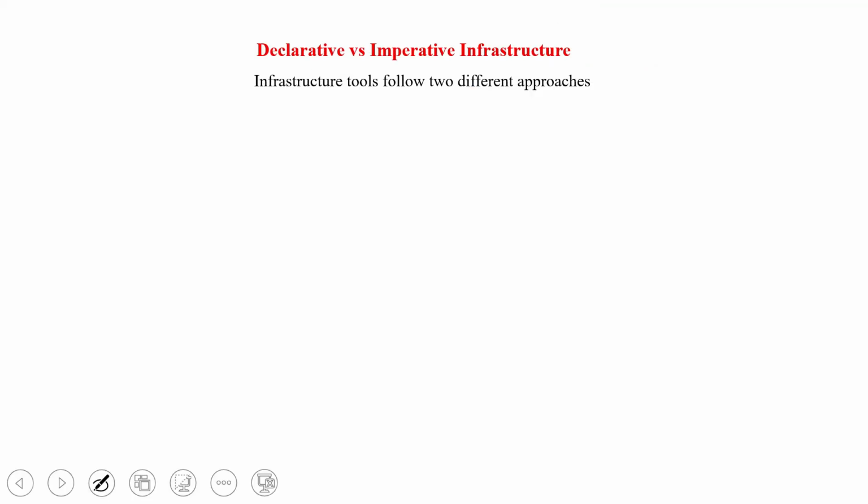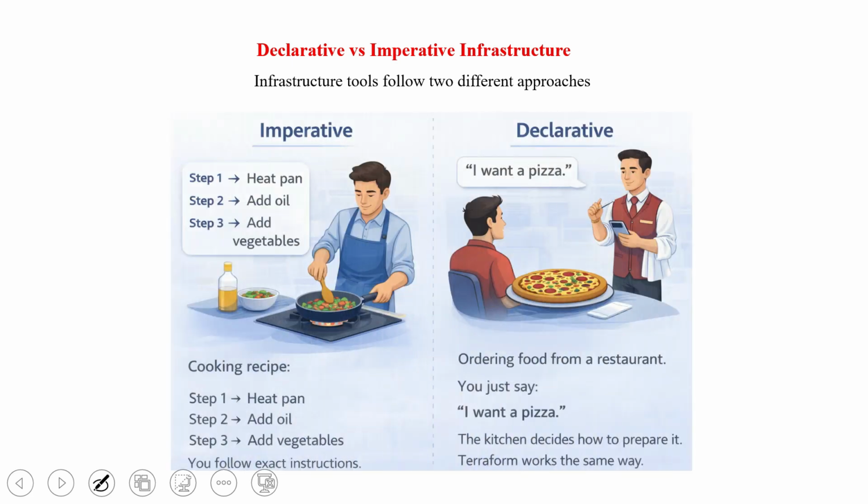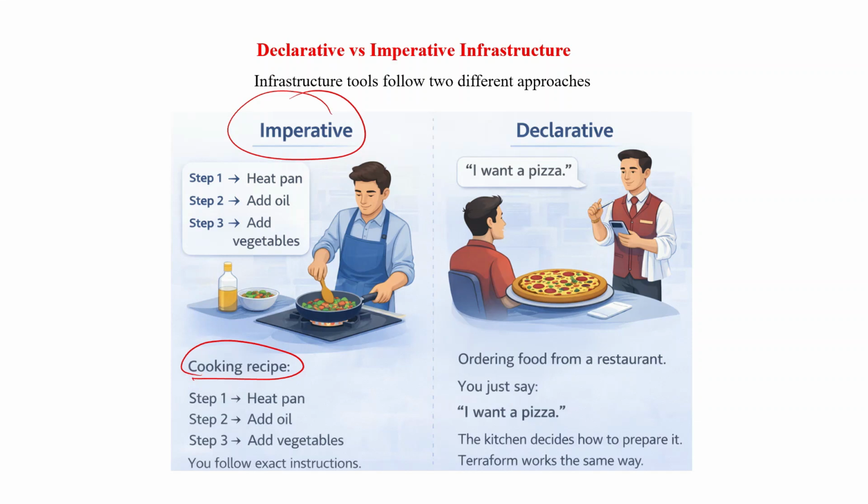Another important concept is declarative versus imperative infrastructure. So we have two kinds of infrastructure, declarative and imperative. What is the difference between these two approaches? It's very straightforward and simple. In the imperative approach, we have to explain each and every step that we need to achieve. It is similar to cooking a recipe. Step one is heat the pan. Second, add oil. Then add vegetables. So we are defining each and every step in the imperative.